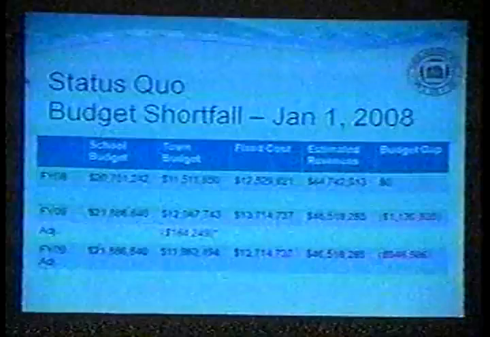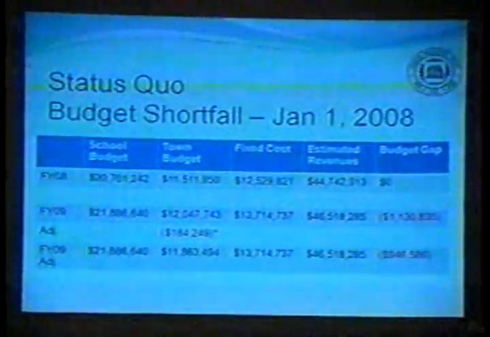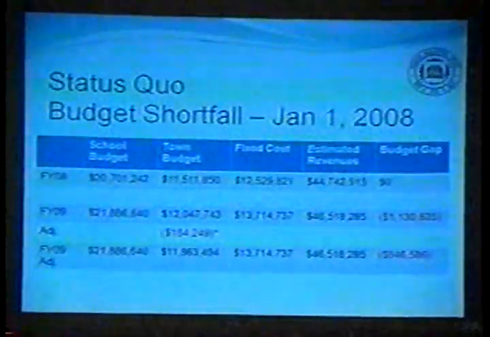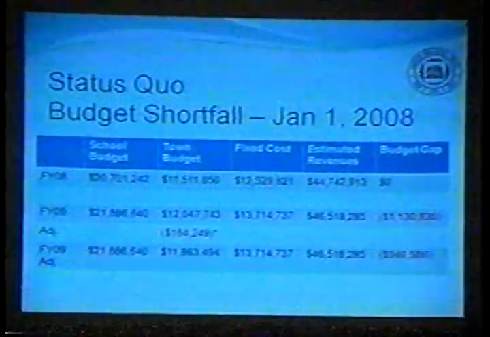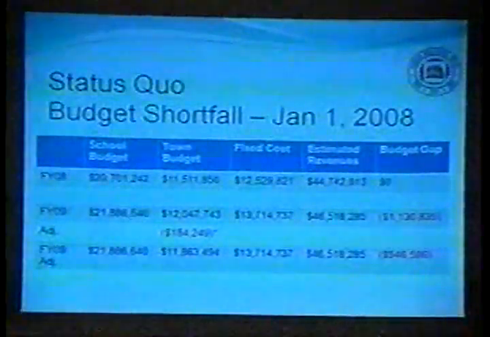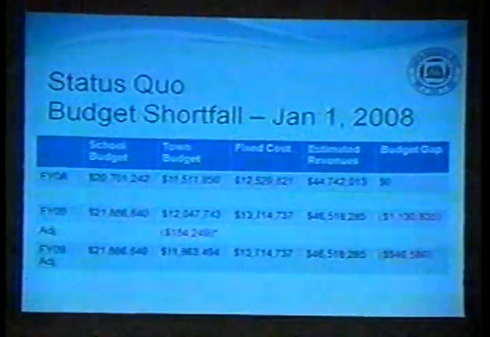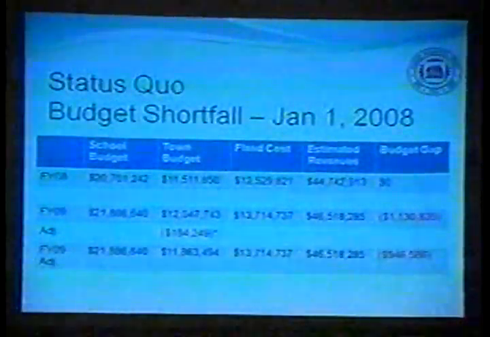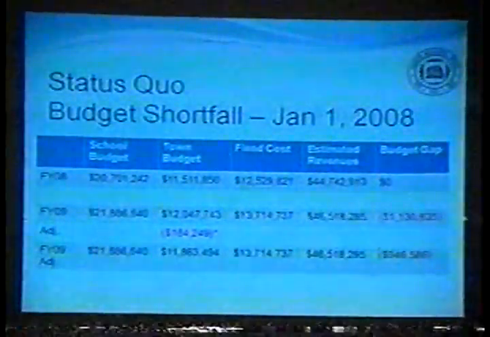So we went through the same process for this year, and the school department was asked to provide a status quo budget. Their status quo budget, with no changes, was approximately a 5.5% increase over last year, and that was $20,886,640. It's this figure right here.